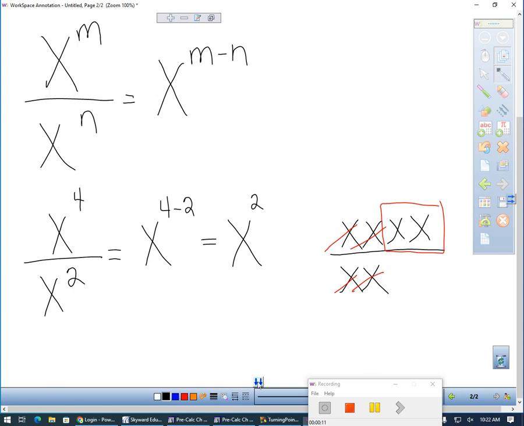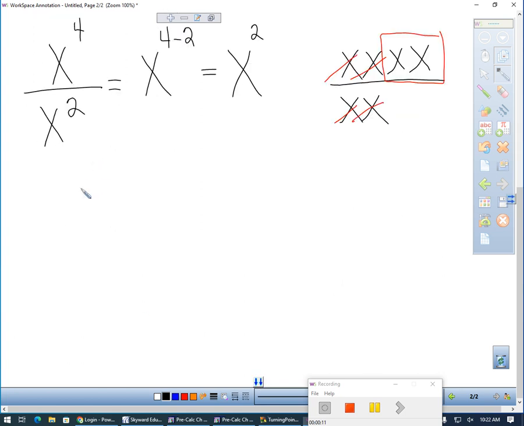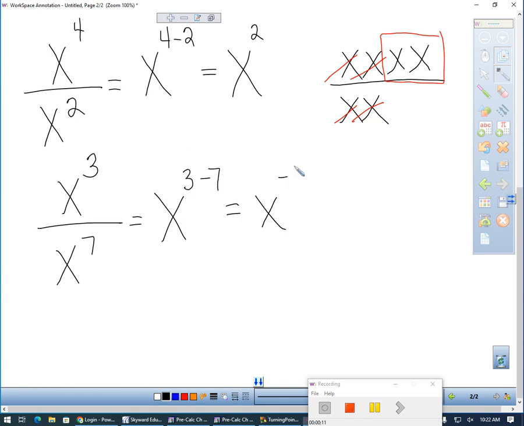The reason I'm going to say it that way is, what if we had something like this? x to the third divided by x to the seventh. If we did it by the rule, we would take our base and subtract our exponents, so we get x to the negative 4. And then what would we have to do with that? Move it to the bottom. However, if I just say to you, where are there more x's? On the bottom. So I'm going to put my x on the bottom, and how many more are there? There are 4. We're done.